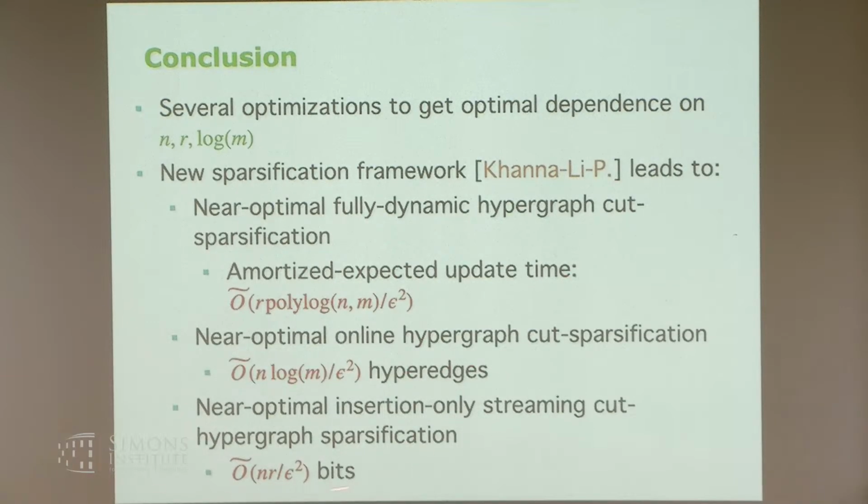One thing I'll highlight here, so today was basically the dynamic setting. In the insertion only setting, you can basically save this entire factor of log m and just get it to be Õ(nr / epsilon squared).